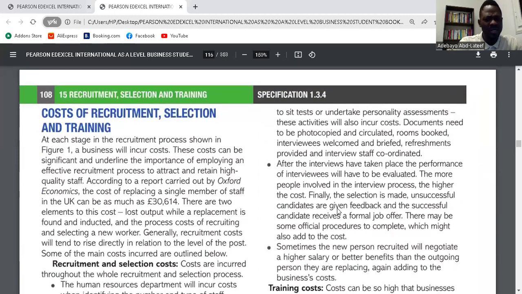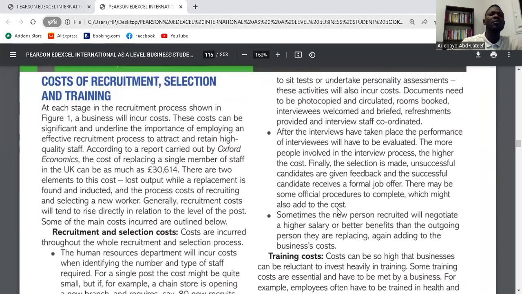Cost of recruitment and selection. At this stage in the recruitment process, shown in figure 1, a business will incur costs. This cost can be significant and underlines the importance of an effective recruitment process to attract and retain high quality staff. So when we talk about cost of recruitment and selection, we're talking about the cost of each stage.